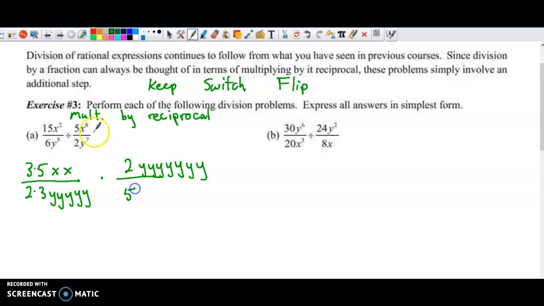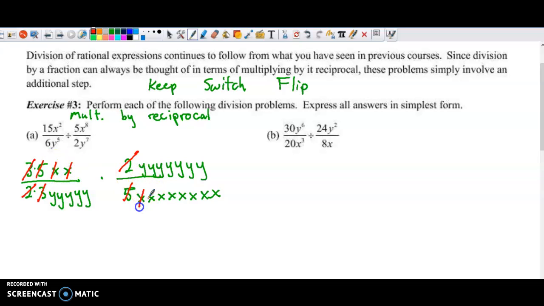And then what was on top is now on bottom. 1, 2, 3, 4, 5, 6, 7, 8. And now you can cancel just like you did before. So division and multiplication are pretty much the same. 3's will cancel, these 5's will cancel.